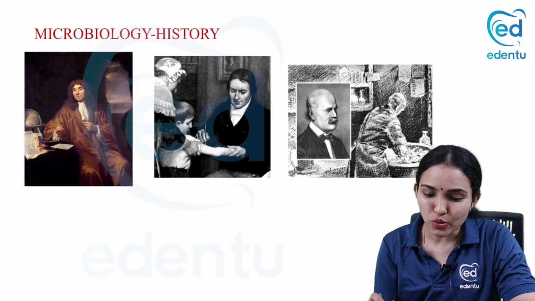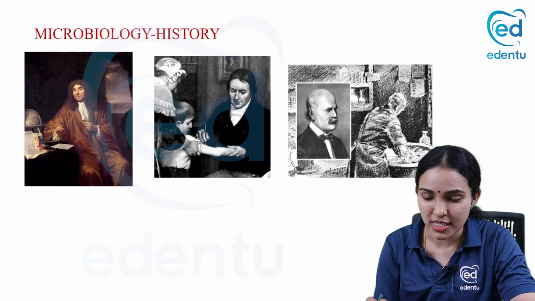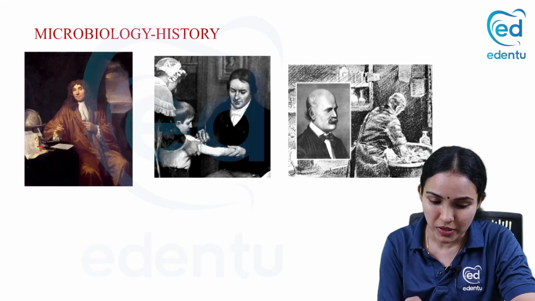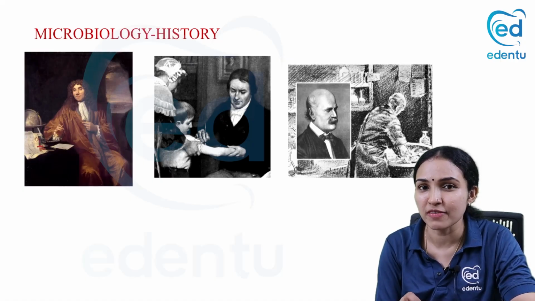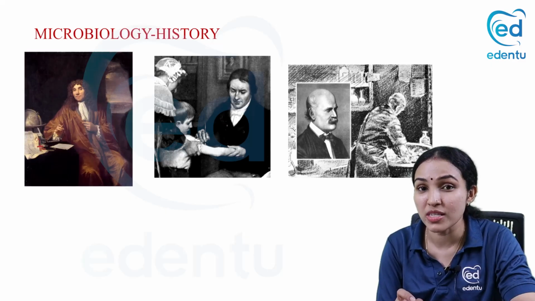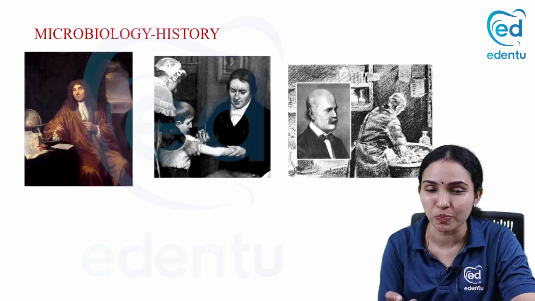Now we'll see the pioneers of microbiology who laid the foundation for this subject. Some of these pictures may be familiar to you. The first picture is the person who discovered the microscope. You might have learned this in your +2 classes. This is Anton van Leeuwenhoek, in the 1600s, long back. He's the father of microscopy, the person who discovered the first microscope.